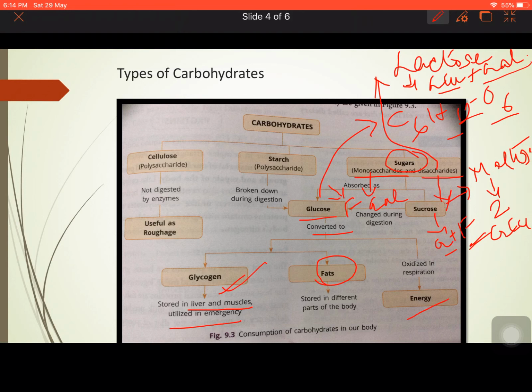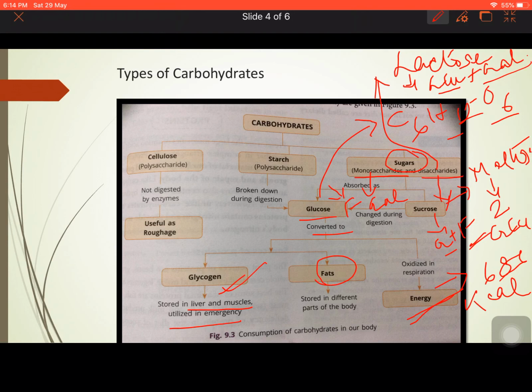Now comes oxidation. We have said that in cellular respiration, glucose is oxidized, where a lot of energy is produced. One mole of glucose releases 686 kilocalories of energy during cellular respiration. So this part should be clear. Okay, if there is any doubt in this part, please do ask me.